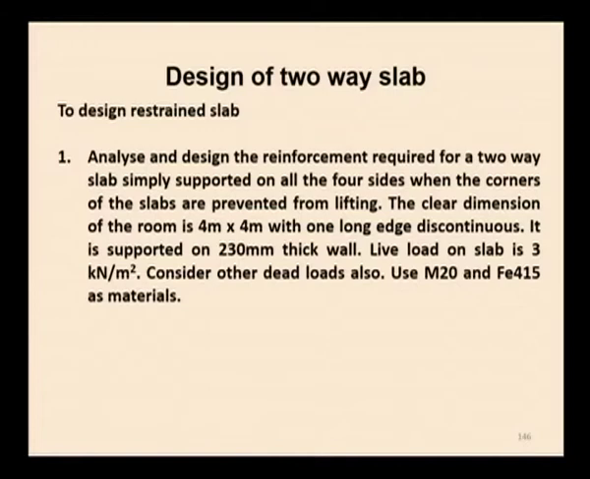So, here the problem is: analyze and design the reinforcement required for a two-way simply supported slab supported on all 4 sides when the corners of the slab are prevented from lifting, hence it is called a restraint slab. The clear dimension of the room is 4 meter by 4 meter, with one long edge discontinuous. The condition given in the problem is one long edge discontinuous. It is supported on 230 mm thick wall. Live load on the slab is 3 kN per meter square, and consider other dead loads also. Use M20 and Fe415 as materials.